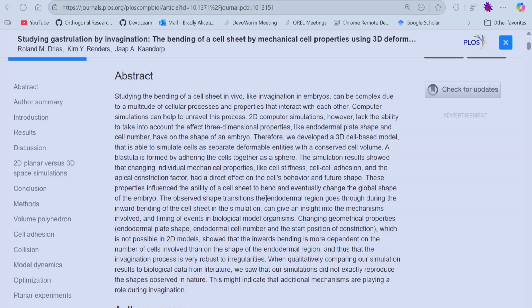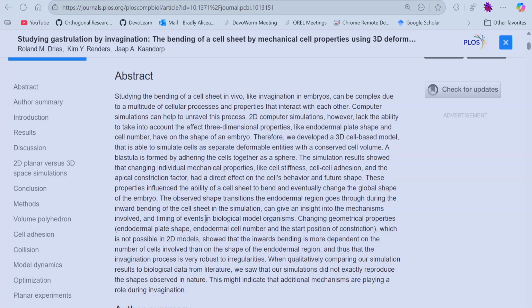The observed shape transformations, this transitions the endodermal region. It goes through a number of different changes during the inward bending of the cell sheet in the simulation. This can give insights into the mechanisms involved and the timing of events in actual biological systems.